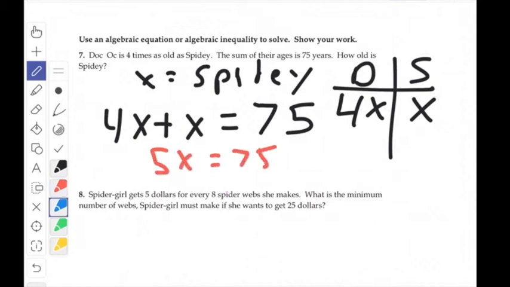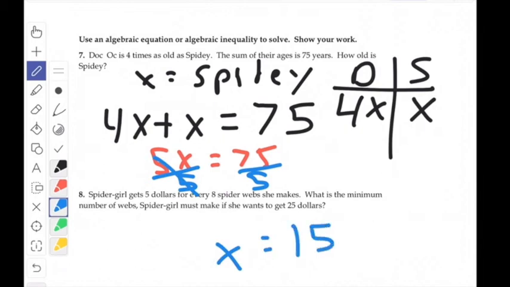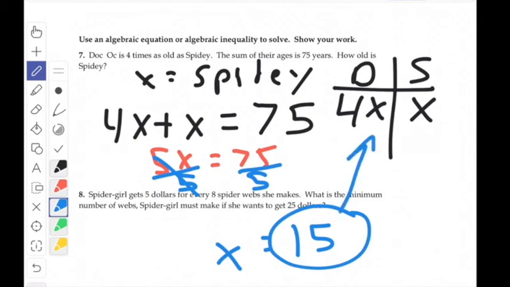What you're going to do now is inverse operation, so it's multiplication. So I will divide. So divide by 5. So X will equal 15. So Spider-Man is 15. If I wanted to find out how old Doc Ock is, I would put 15 in and substitute for X, and Doc Ock would be 60, but I don't need that. So Spidey, or Spider-Man, is 15 years old.